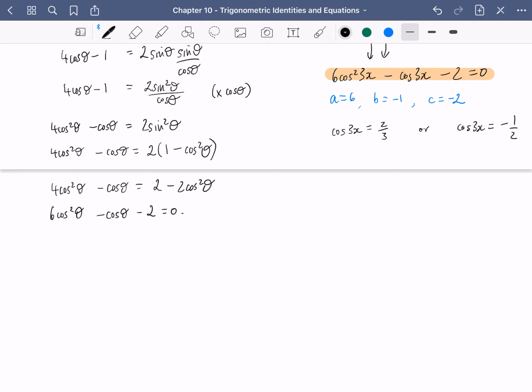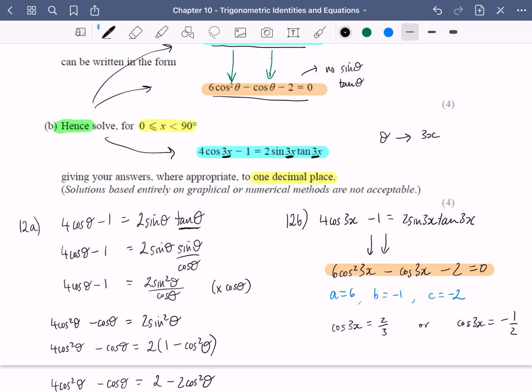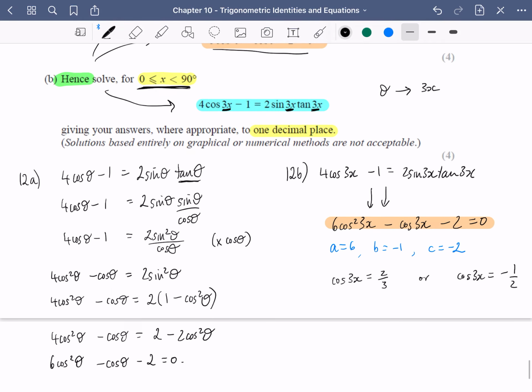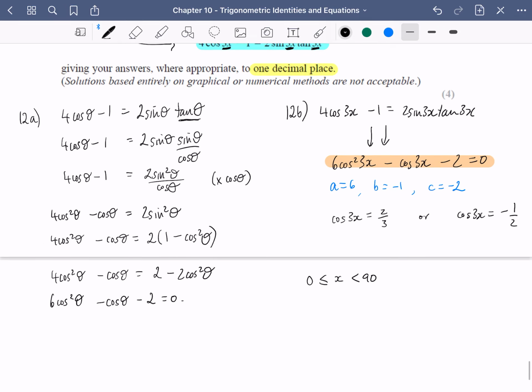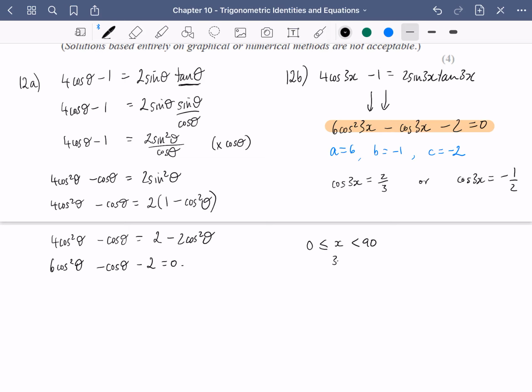Okay, lots of work in this question. They have asked for this particular range, that it's between 0 and 90, but not including 90, you'll notice that. So we need to first of all change the range so that it becomes 3x. So this is the range that we are going to be using for the question.